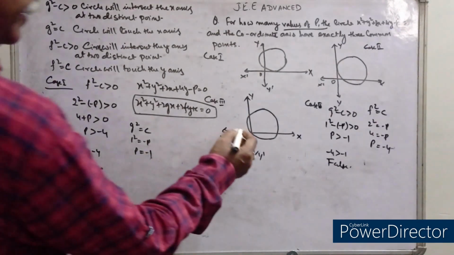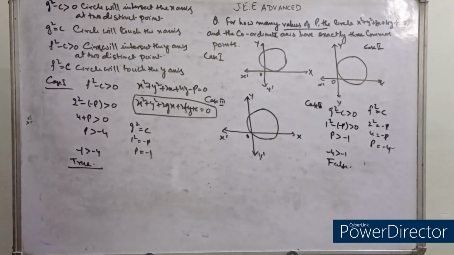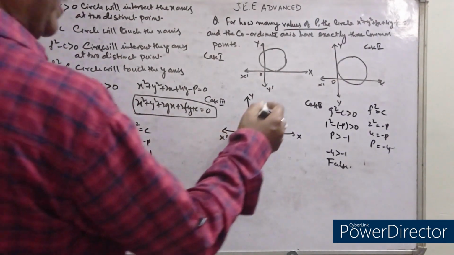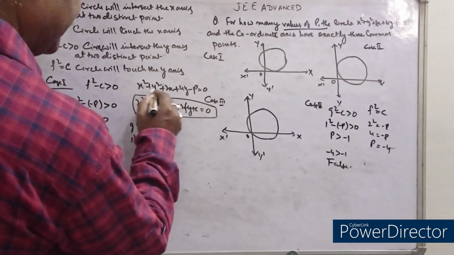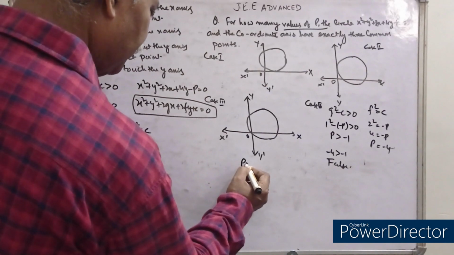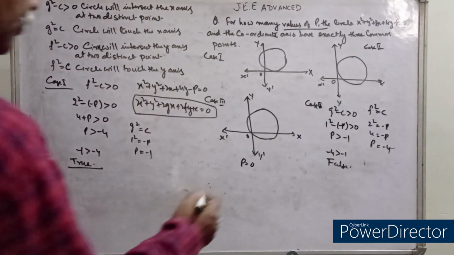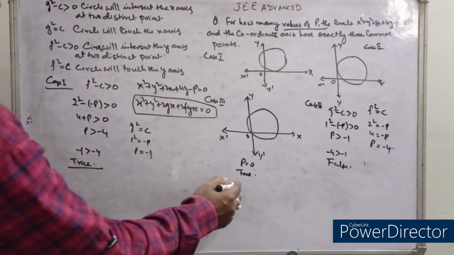Now the third case, it is passing through the origin. That means it is passing through the origin, therefore x and y are 0. If you place x and y as 0, you get p value equal to 0. So here you see that this is true.